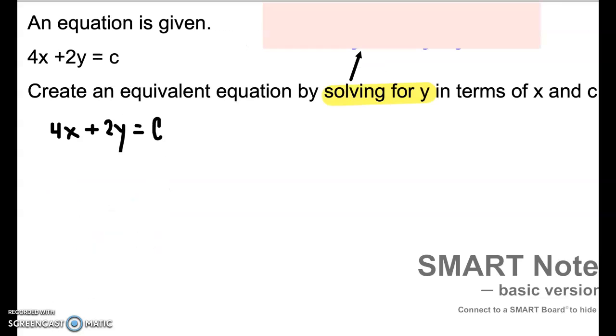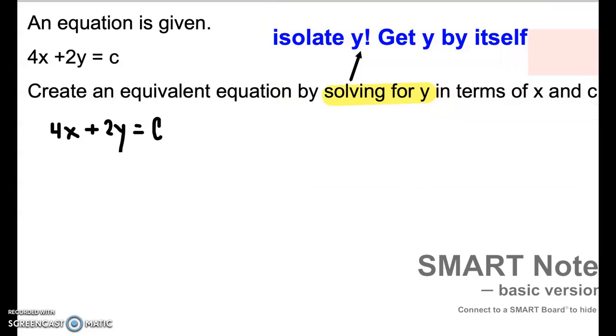Here's another example. It says an equation is given, 4x plus 2y equals c. Create an equivalent equation by solving for y in terms of x and c. So here, this is very similar to the last problem. We have another literal equation, but we need to pay attention to which variable the question is asking us to solve for. Here the directions say we want to solve for y in terms of x and c. So that means we need to isolate the variable y. We want to get the y on one side of the equal sign by itself.